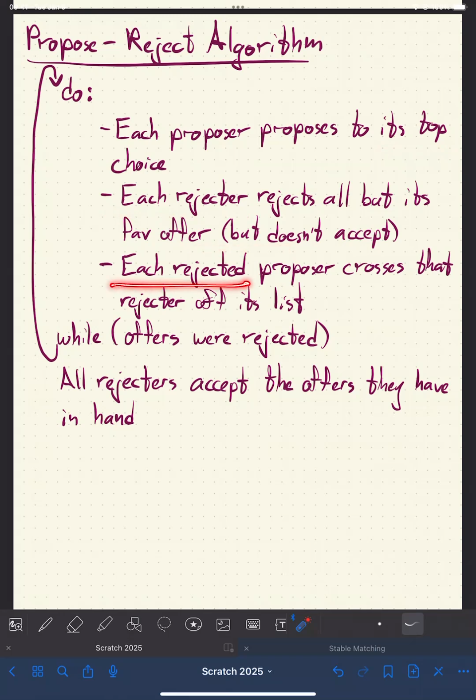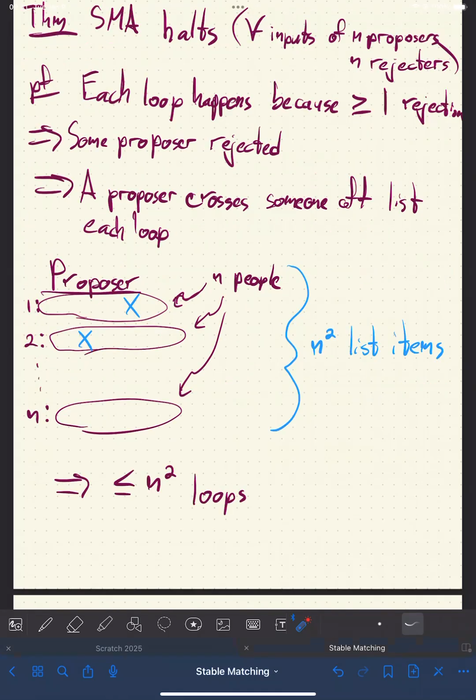And each rejected proposer crosses that off the list. So each one of these is its own little for loop. But they're finite little for loops where it just goes to each rejector and does a thing. Each proposer does a thing and so on. The real thing is how do we know that this will always finish? And the point is exactly this.